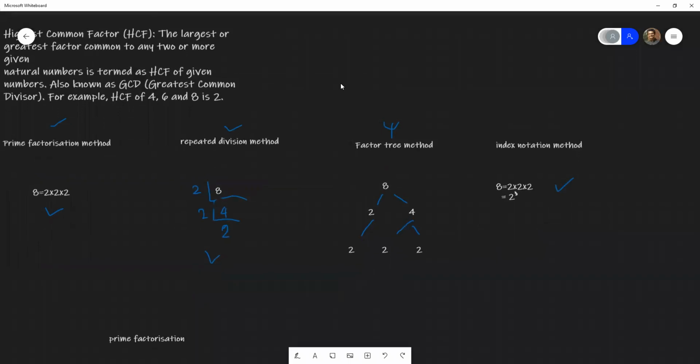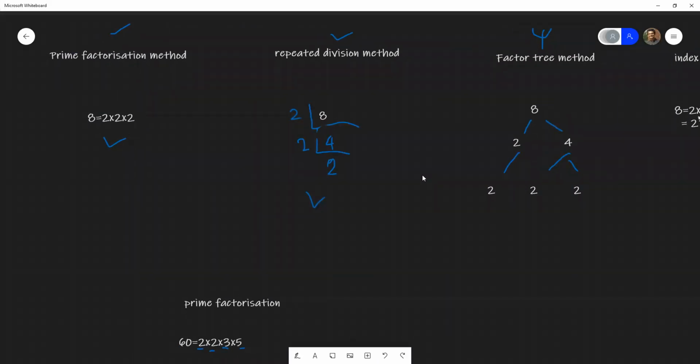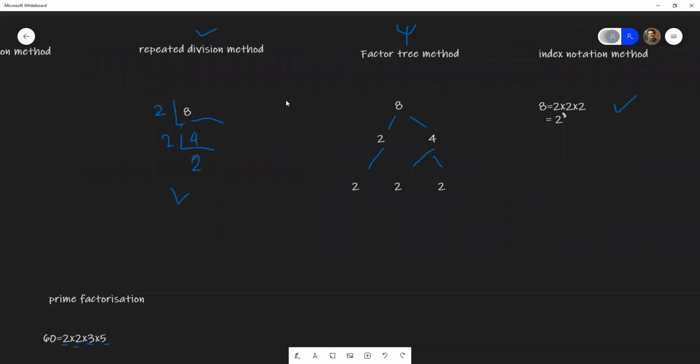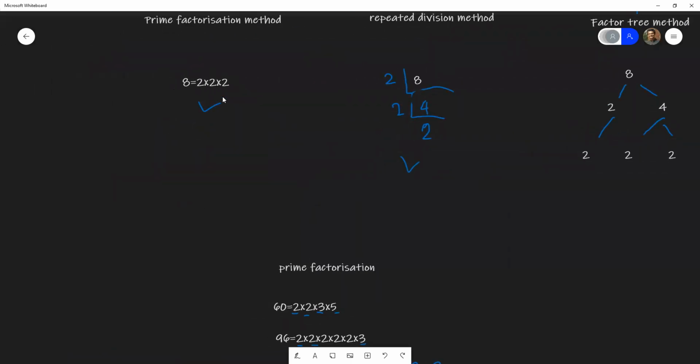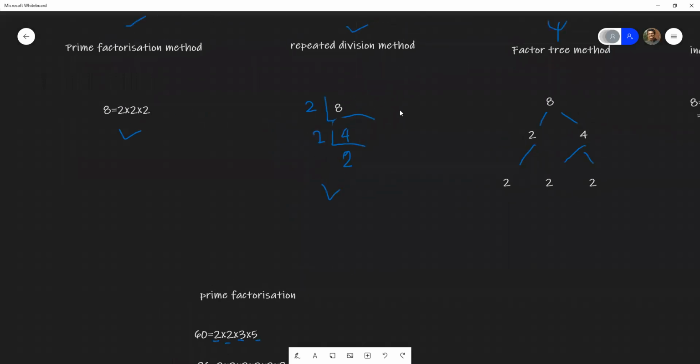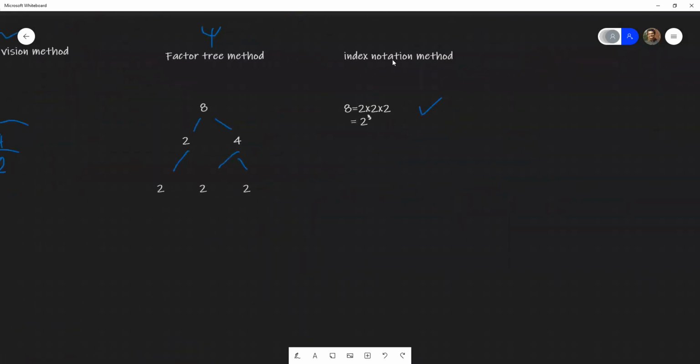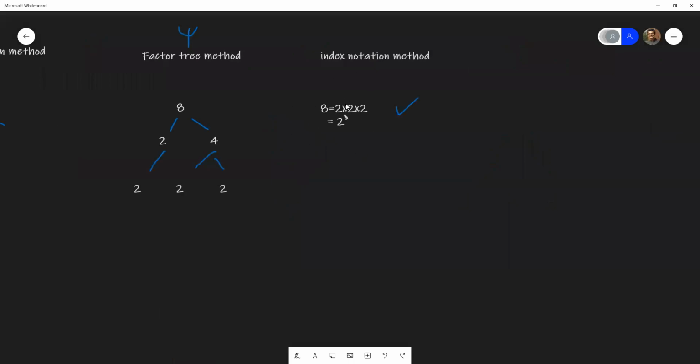And then we get to know some techniques that we can use to solve LCM and HCF. Prime factorization method is the most popular one. And then we have the repeated division method, that is also easy to use. It's a little bit harder. We can use the repeated division method as well. And then we know the factor tree method and index notation. Okay, this is also popular.